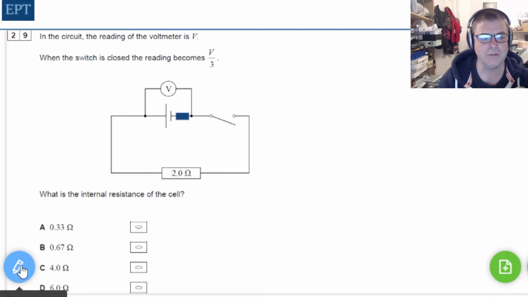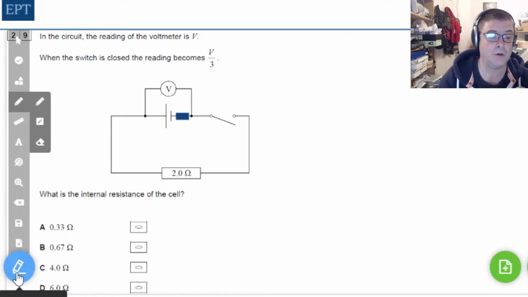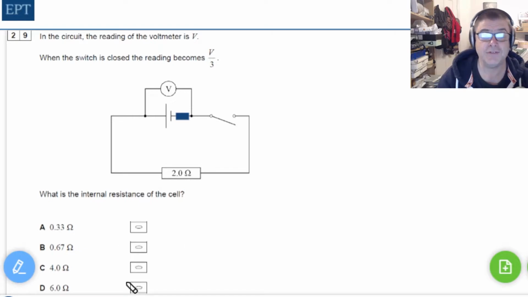Now you might think, well, what's the point of that? I know it's there. Well, good for you. I just find it's much easier to write everything down. Now, at the moment, we are told that the voltmeter is reading V. It's actually measuring the terminal PD, isn't it? So we know the terminal PD, in this case, is going to be the EMF because there's no current flowing. Since there's no current flowing in the circuit, the voltmeter is actually going to be reading the EMF of the cell, which is also V.